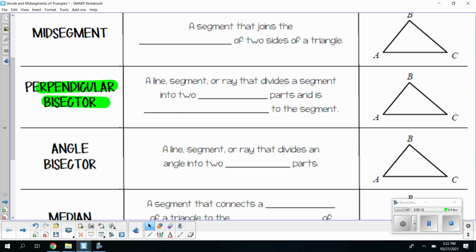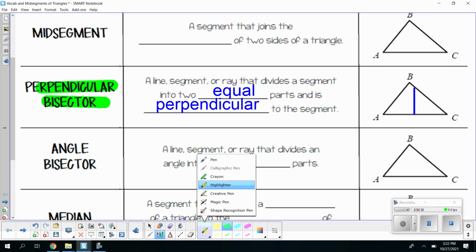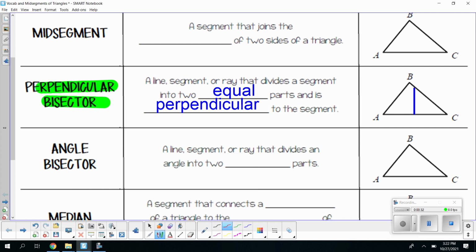A perpendicular bisector is a line, a segment, or ray that divides a segment into two equal parts and is perpendicular to the segment. So if we have this example right here, we can see that this segment cuts the segment AC into two equal parts and is also 90 degrees, so that makes it perpendicular to AC.